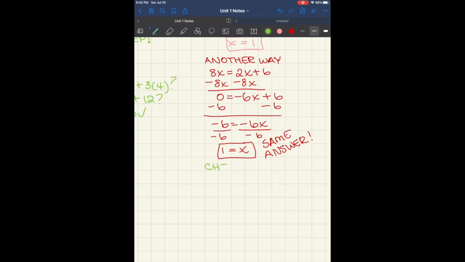One ends up being easier than the other, but know that if you move it the wrong way, or to a negative side, you're not doing anything wrong. It just might be more steps.